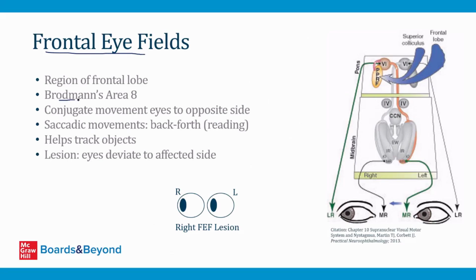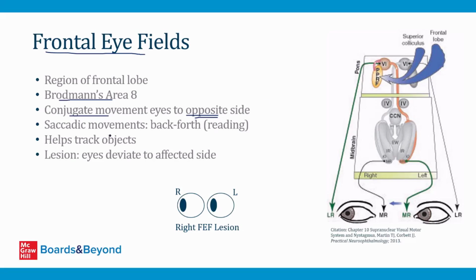These are found in Brodmann's area 8, one of those areas we talked about earlier. And the frontal eye fields are important for conjugate movement of the eyes to the opposite side. So by conjugate movement, I mean moving both eyes in the same direction, like moving both eyes to the left or both eyes to the right. And we have frontal eye fields in the left frontal lobe and the right frontal lobe. The left frontal eye fields control movement towards the right and vice versa, so to the opposite side.